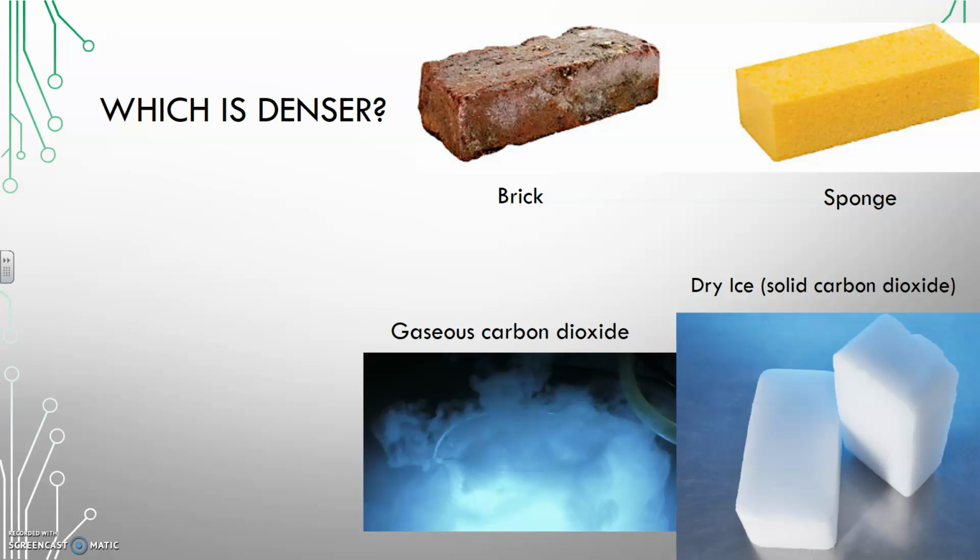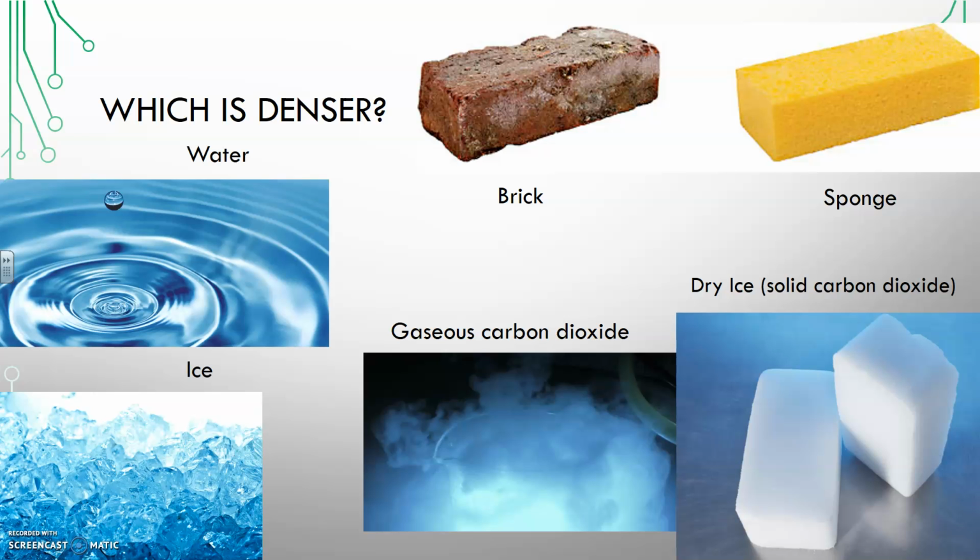So what do you think about this one? Which one's denser? A solid will always be denser than a gas and almost always be denser than the liquid form of the same compound. Here you have gaseous carbon dioxide and you have dry ice, which is solid carbon dioxide. So this dry ice will be much denser than the carbon dioxide.